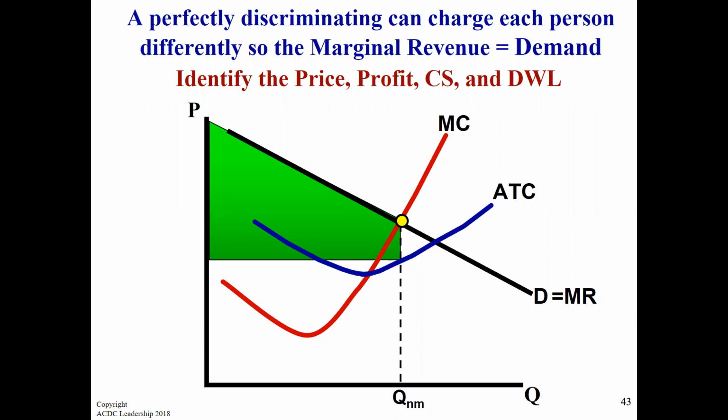Oh, because there is no real price. This guy up here, he's paying like 60, this guy's paying like 50. All right, good question. So that's only with price discrimination? Only with price discrimination. Wait, so what's that green? That's all profit.